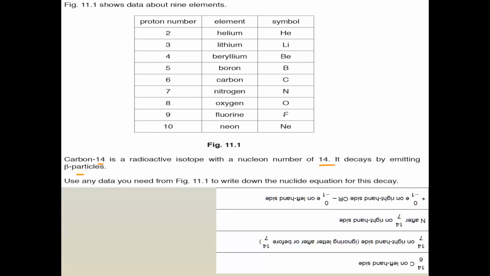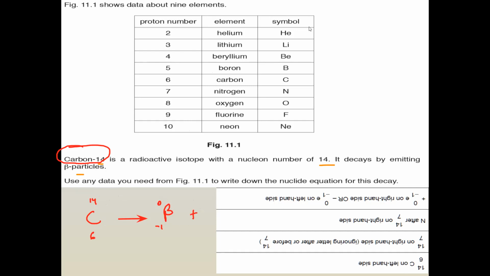So in the beginning they mentioned carbon-14. Carbon-14 means the nucleon number is 14, and the atomic number is the identity of the element. So the atomic number does not change, only the nucleon number changes for an isotope. So carbon-14 will be written as 14 and 6, because the carbon atomic number is 6. Then they mentioned it is emitting beta. You can write beta first, this is the symbol for beta.